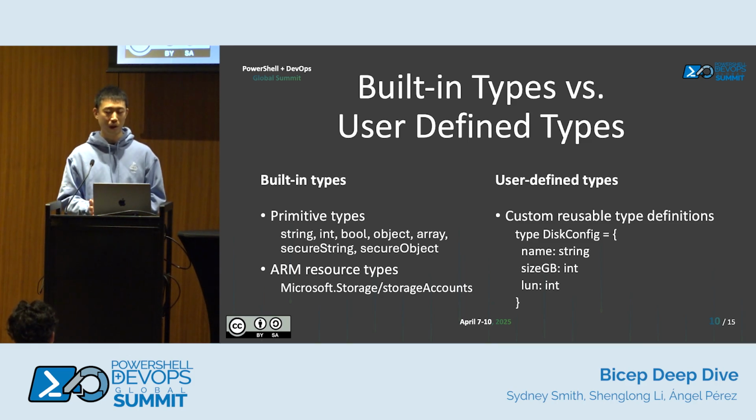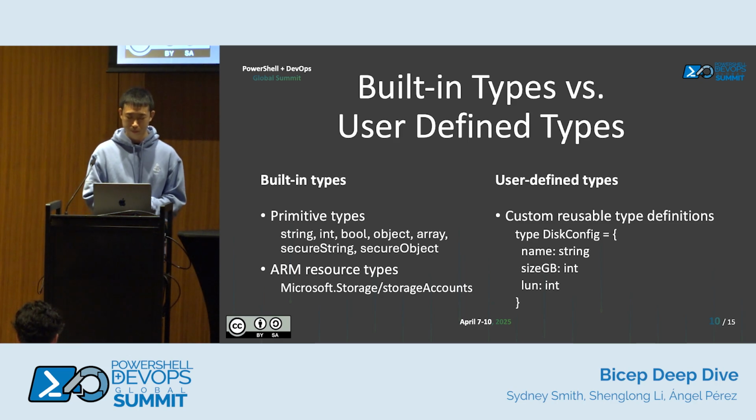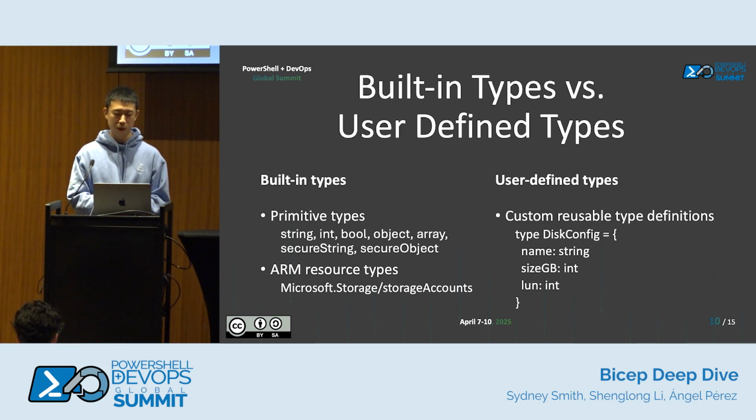On the other hand, Bicep also supports user-defined types. So user-defined types are just custom types that you define yourself to make your code more modular and reusable. For example, here we have a type definition for a disk configuration object with the properties name, size in gigabytes, and logical unit number. So using user-defined types like this not only helps with validation, but also makes your template much easier to reason about, which I'll demo as well later.